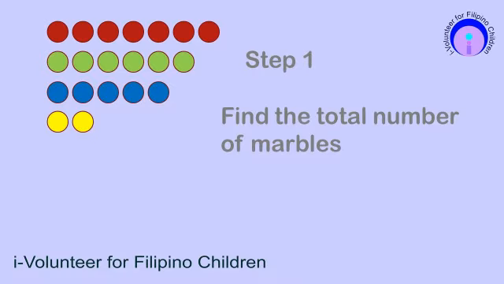You still remember what was the first step that we did? The first step is to find the number of marbles per color, and then next will be the total number of marbles.